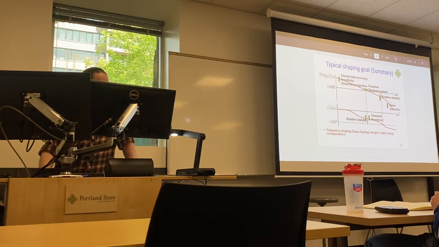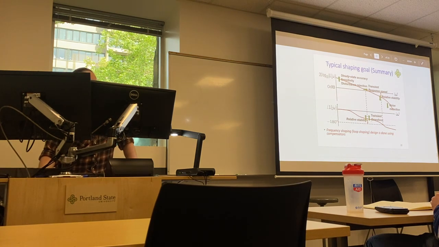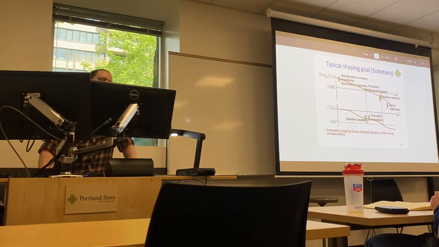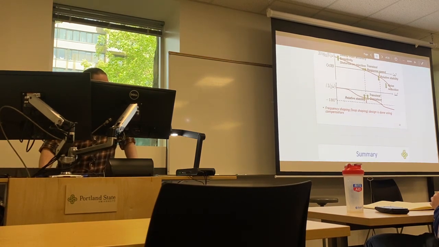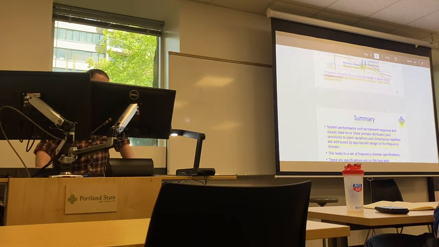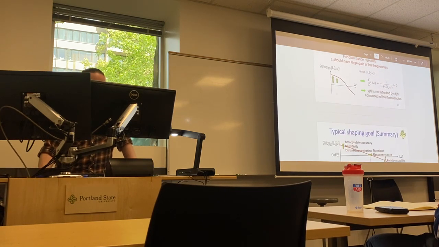Getting back to relative stability, looking at the phase margin, if we have a higher phase margin, we end up with more relative stability. We're also looking to deal with transient overshoot. A higher phase margin will also result in less overshoot. So, frequency response, the loop shaping design is done using the compensators. Controller compensator.